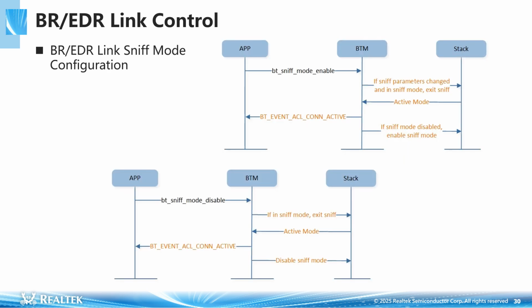If sniff mode is enabled, the Bluetooth Manager module can automatically enter or exit sniff mode in different scenarios. The user can call BT Sniff Mode Enable API to enable BR/EDR link sniff mode or change sniff mode parameters. And the user can call BT Sniff Mode Disable API to disable BR/EDR link sniff mode.